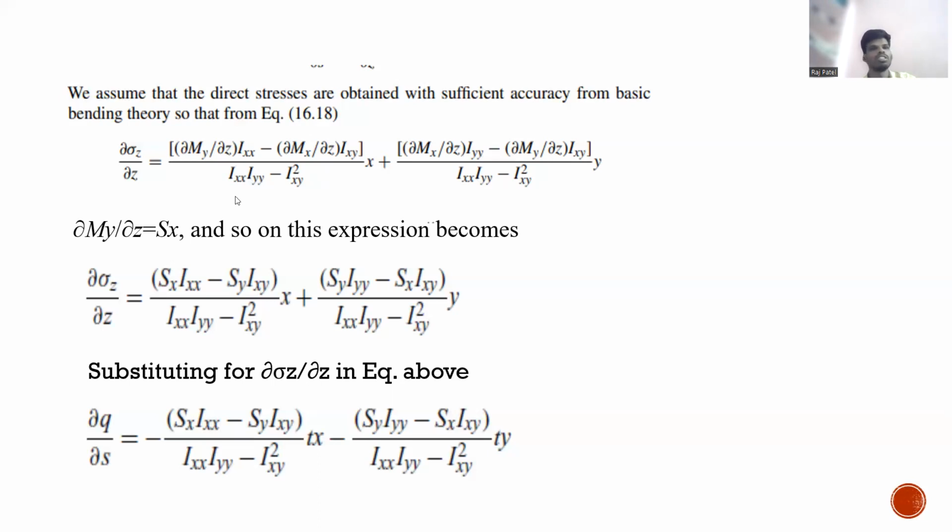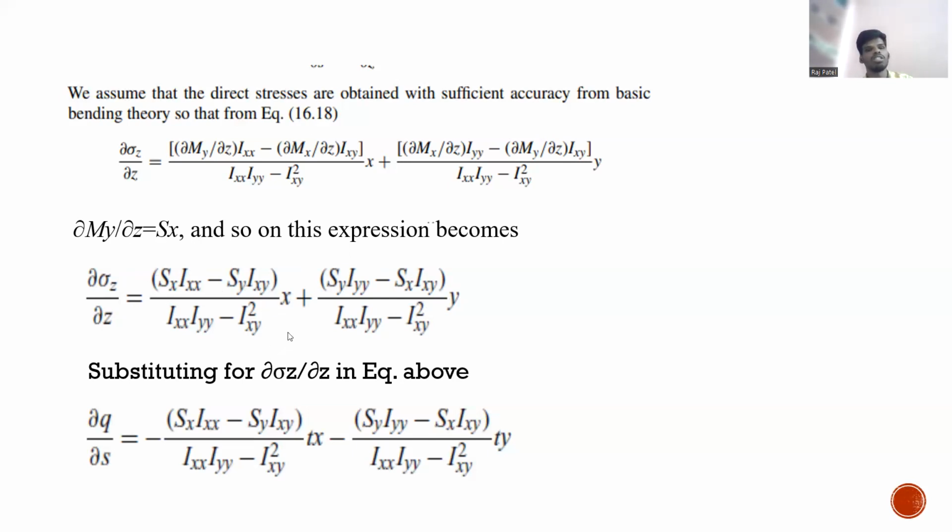If you substitute for dou M by dou z in terms of Sx, where Sx is the shear force along the x direction, the expression becomes dou sigma z by dou z equals Sx into Ixx minus Sy into Ixy divided by Ixx into Iyy minus I square xy, into x. Whereas if you substitute for dou Mx by dou z equals Sy, the equation becomes Sy into Iyy minus Sx into Ixy divided by Ixx into Iyy minus I square xy, into y.